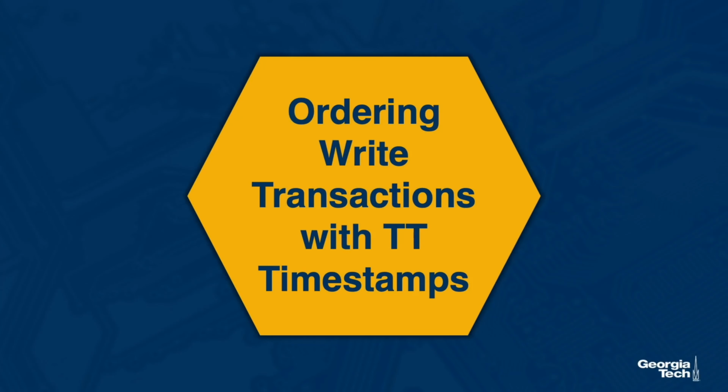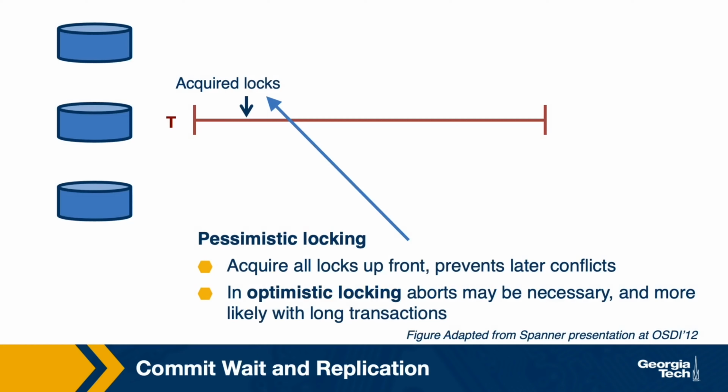So let's see now what we do in order to order concurrent write transactions when we use the TrueTime timestamps. First off, we should explain what is the rationale behind this strategy to acquire all the locks up front. This kind of technique is also referred to as pessimistic locking. We are expecting pessimistically that there are going to be lots of conflicts in the system, so we might as well get all the locks up front.